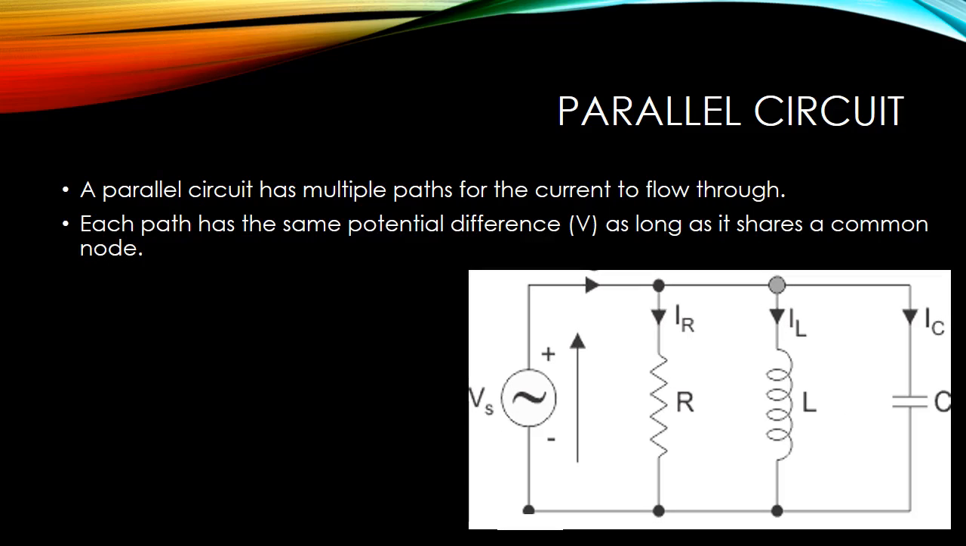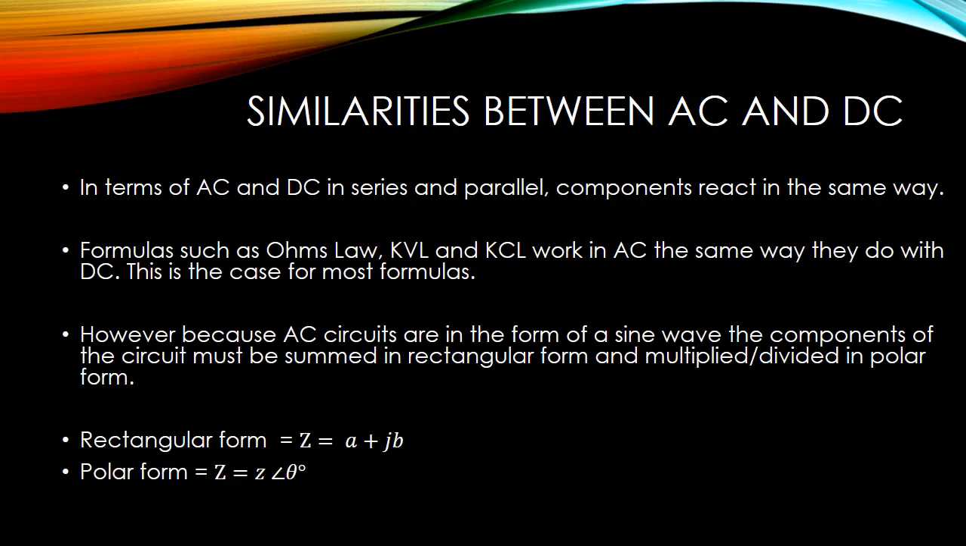A parallel circuit has multiple paths for the current to flow through. Each path has the same potential difference as long as it shares a common node. In terms of AC and DC in series and parallel, components react the same way. Formulas such as Ohm's law, KVL, and KCL work in AC the same way they do with DC. This is the case for most formulas.